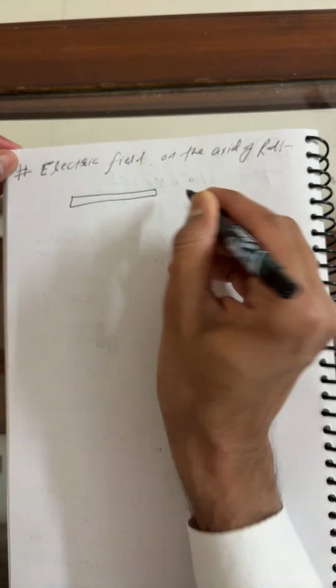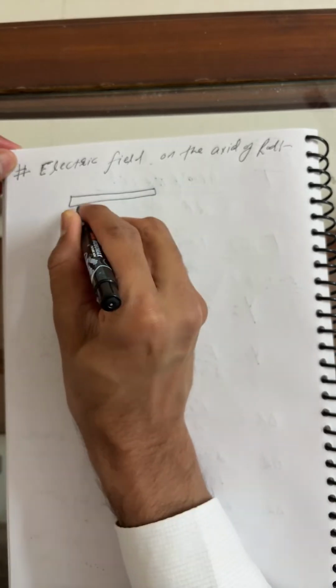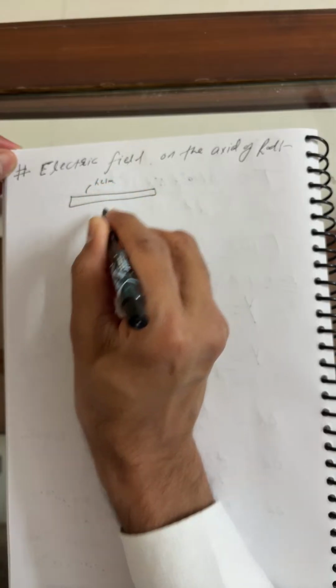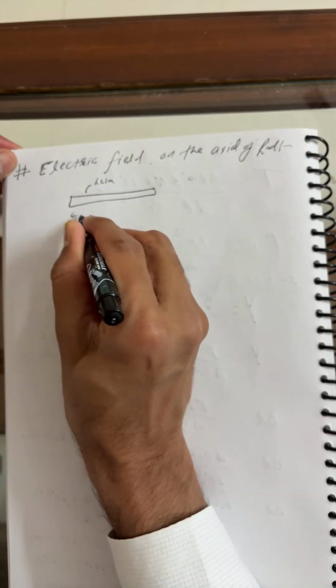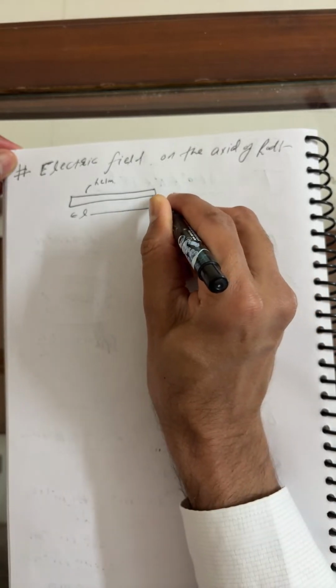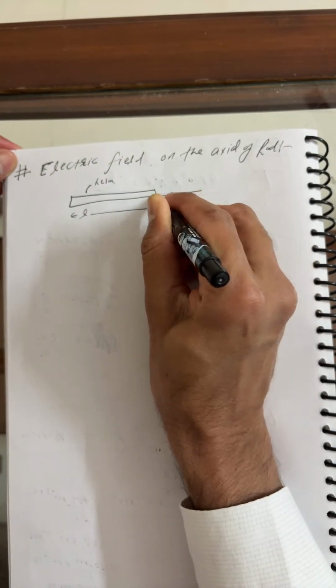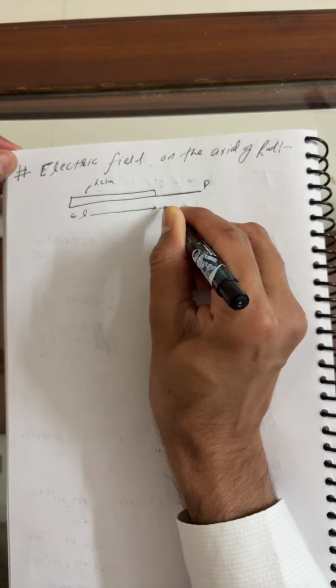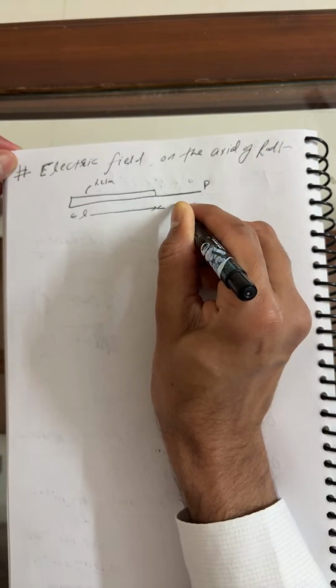Here I'm considering a uniformly charged rod. Take charge lambda coulomb per meter, which is uniform. L is the length of the rod. This is the point P where we wish to find the electric field, at a distance a from the rod.